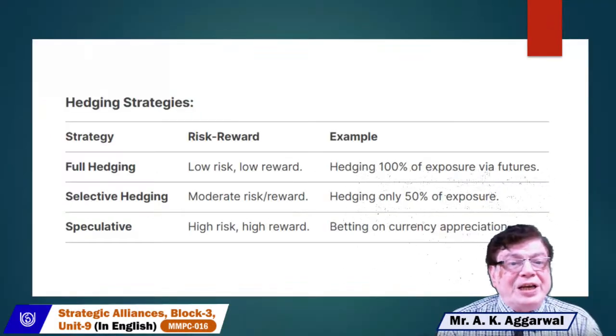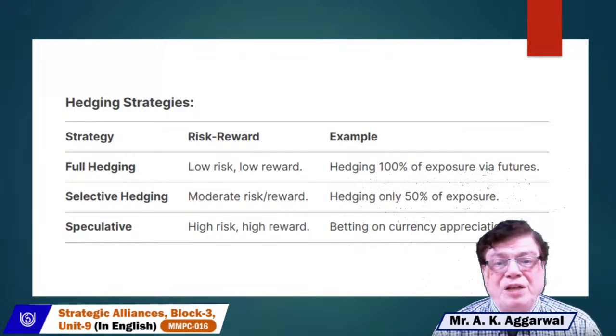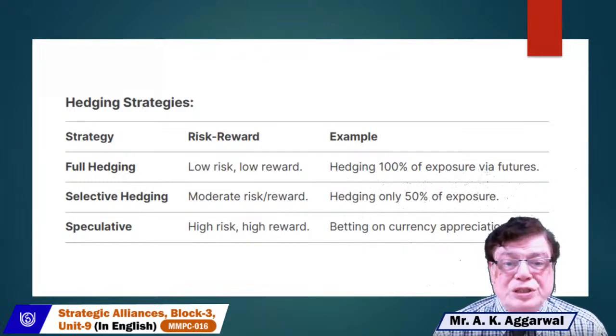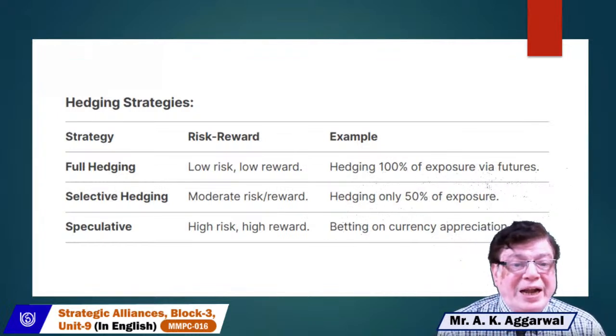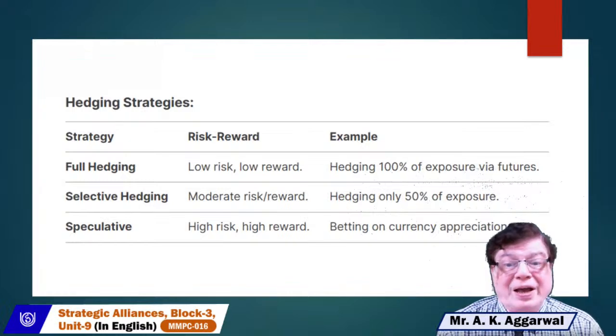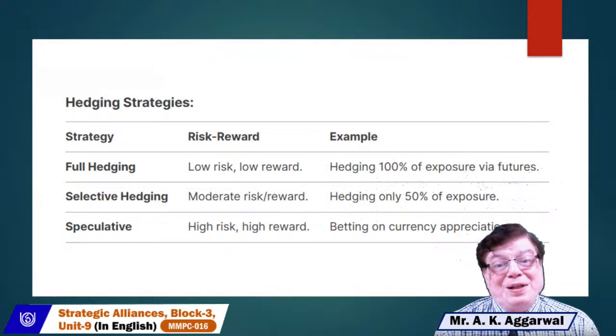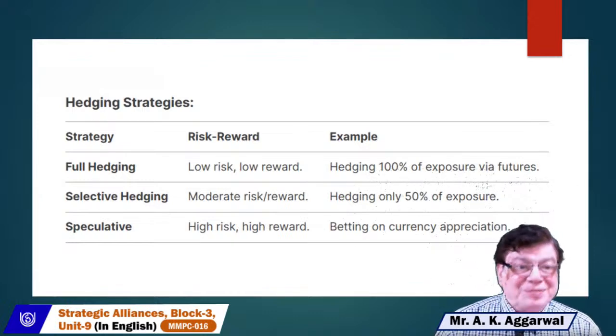Now, hedging strategies: strategy, risk, reward. Example: full hedging, low risk, low reward, hedging 100% of exposure via futures. Selective hedging, moderate risk and reward, hedging only 50% of exposure. Speculative, high risk, high reward, betting on currency appreciation.